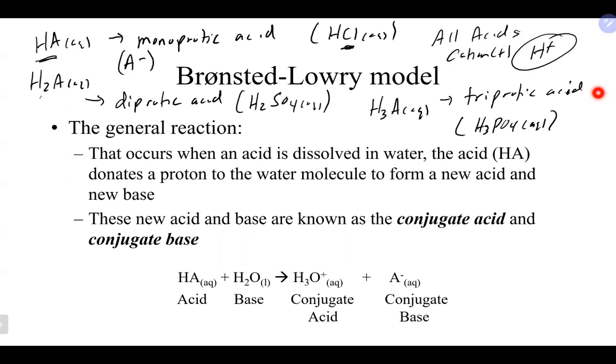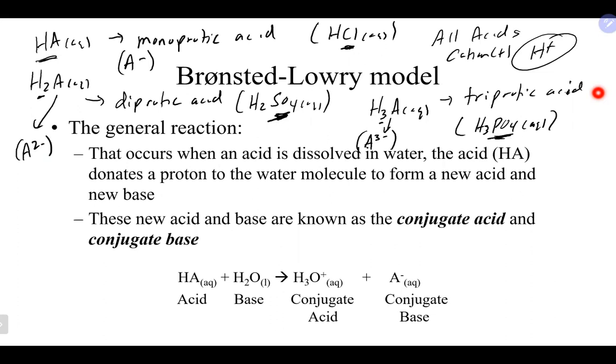When we look at this, because there's two hydrogens, the A here actually has a -2 charge, like what we see with sulfate, it has a -2 charge. And here, because there's three hydrogens, the A actually has a -3 charge, like we see in a real life example of phosphate that has a -3 charge.